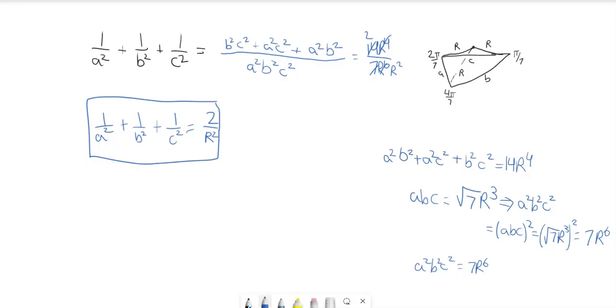One of my future videos that is going to require this result is when we do the reciprocals of the fourth power, 1 over a to the fourth plus 1 over b to the fourth plus 1 over c to the fourth, and we'll see what that result is.